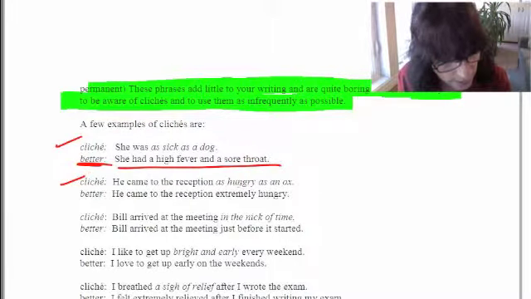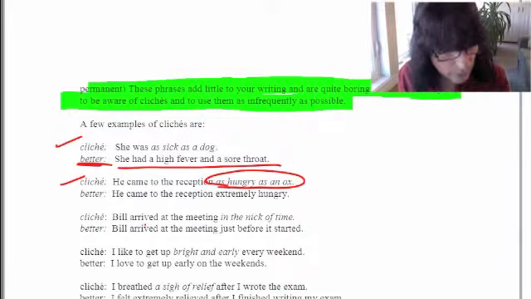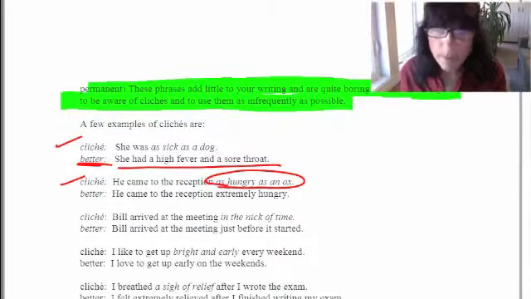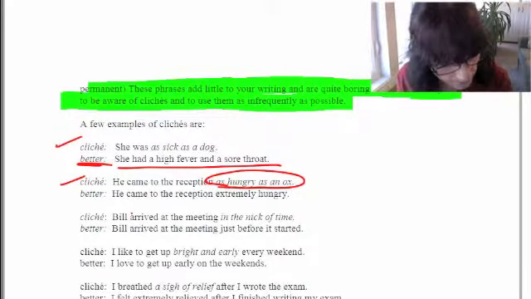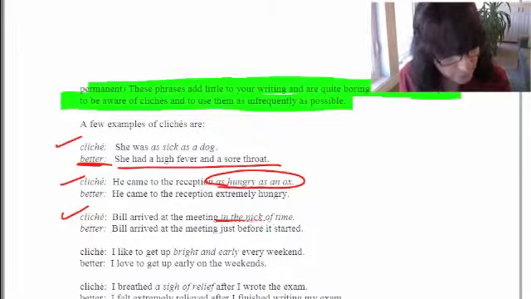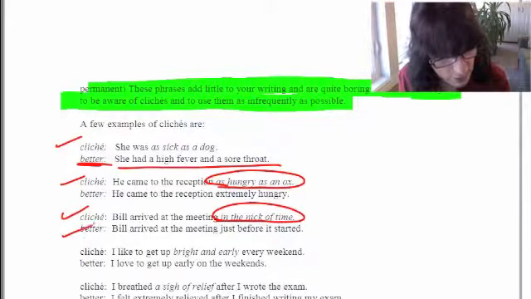Another cliché: he came to the reception as hungry as an ox. Better to say, he came to the reception extremely hungry. To the point, clear, and your reader will be left with a better impression. Another cliché: Bill arrived at the meeting just in the nick of time. In the nick of time is a cliché. It would be better to say Bill arrived at the meeting just before it started.